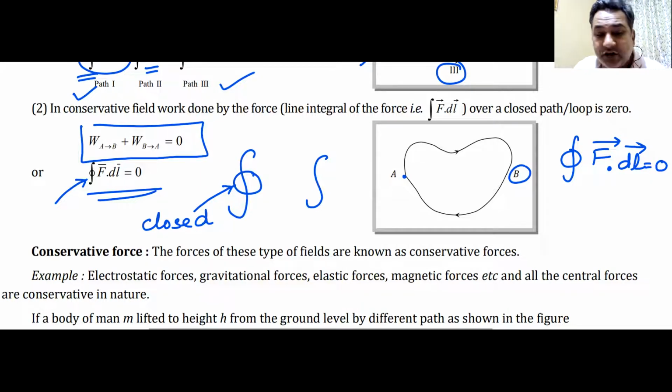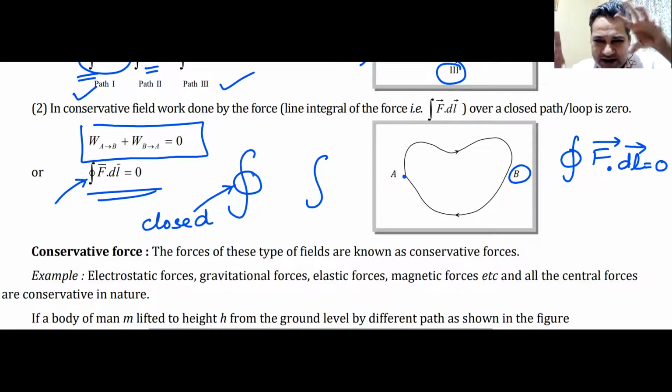Such forces are known as conservative forces, and the work done by a conservative force in a closed path is 0. Will you all remember this? Can I have some raise hand that we have understood this? Great.